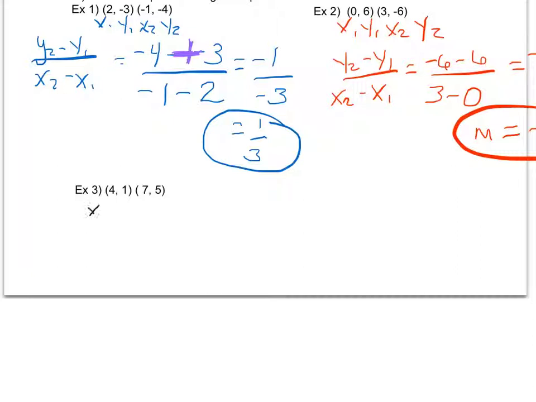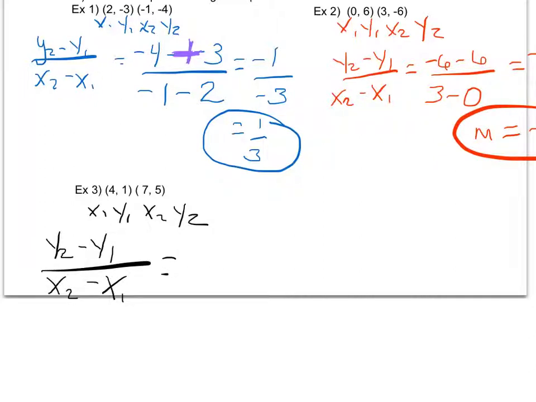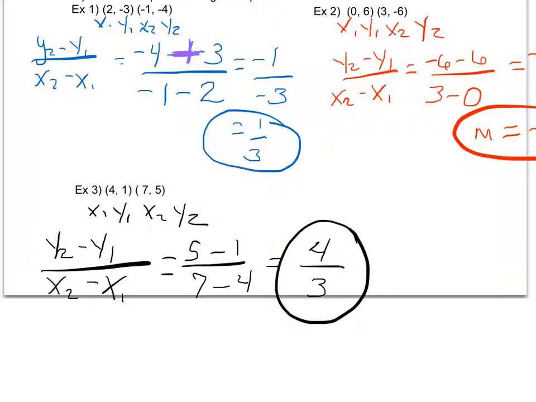Okay, so I have x1, y1 to start with, and x2, y2. My equation: y2 minus y1 over x2 minus x1. Plugging my 5 in for y2, my 1 in for y1, my 7 in for x2, my 4 in for x1. I know that 5 minus 1 simplifies to 4. I know 7 minus 4 simplifies to 3. 4 over 3 cannot be reduced, so that is my final answer. That is my final slope.